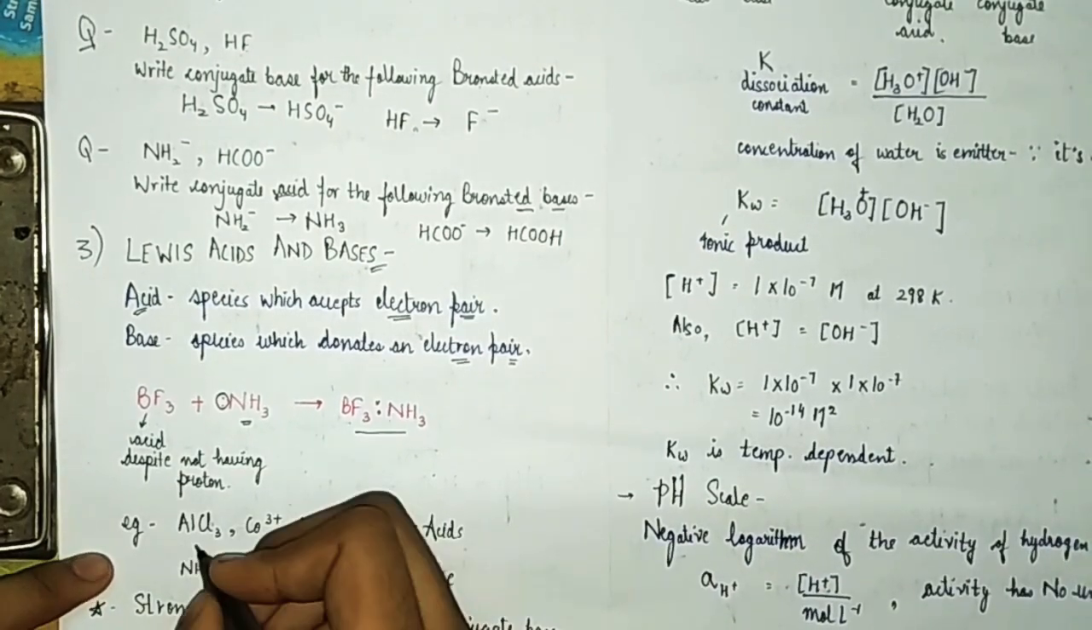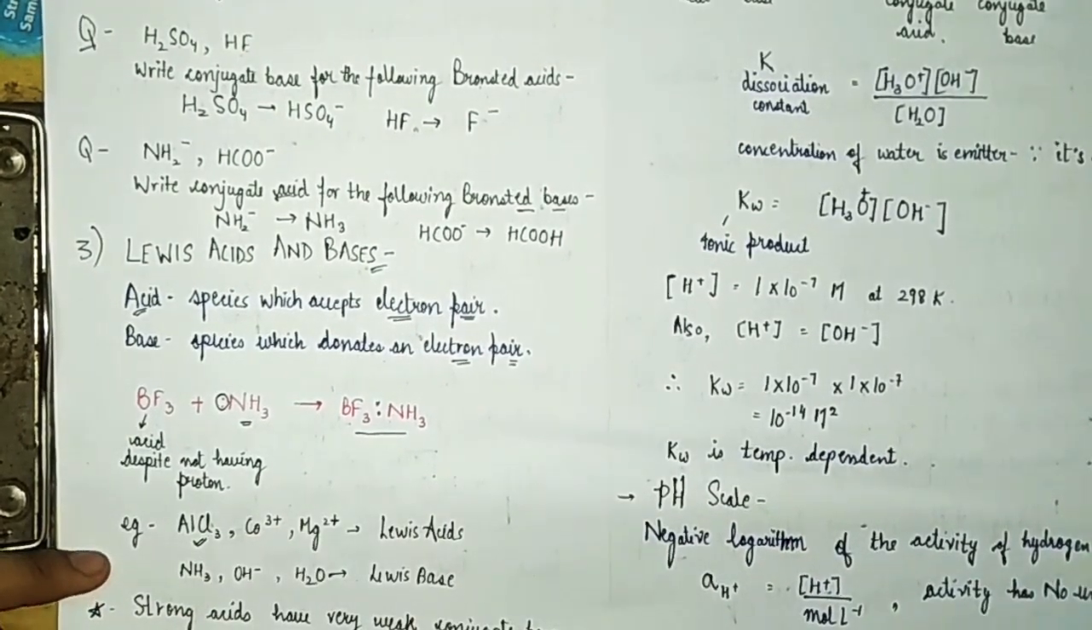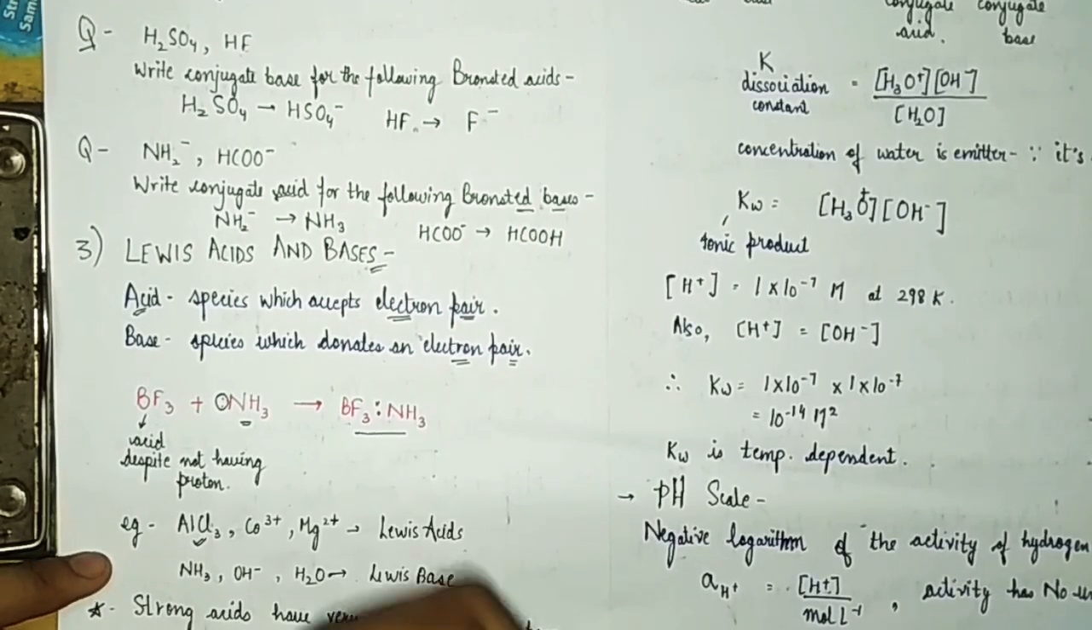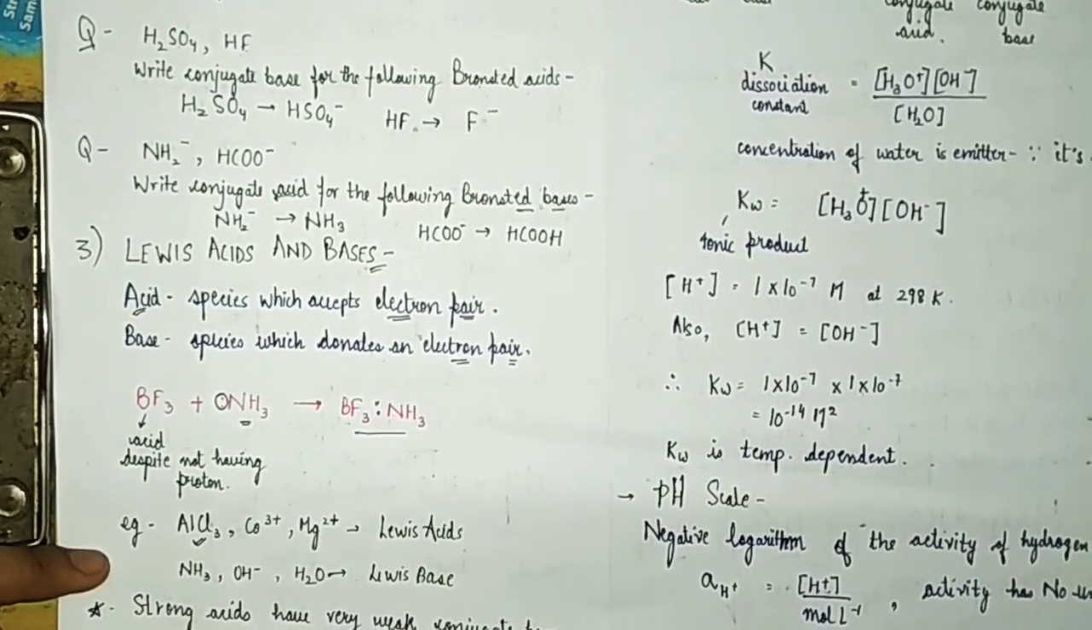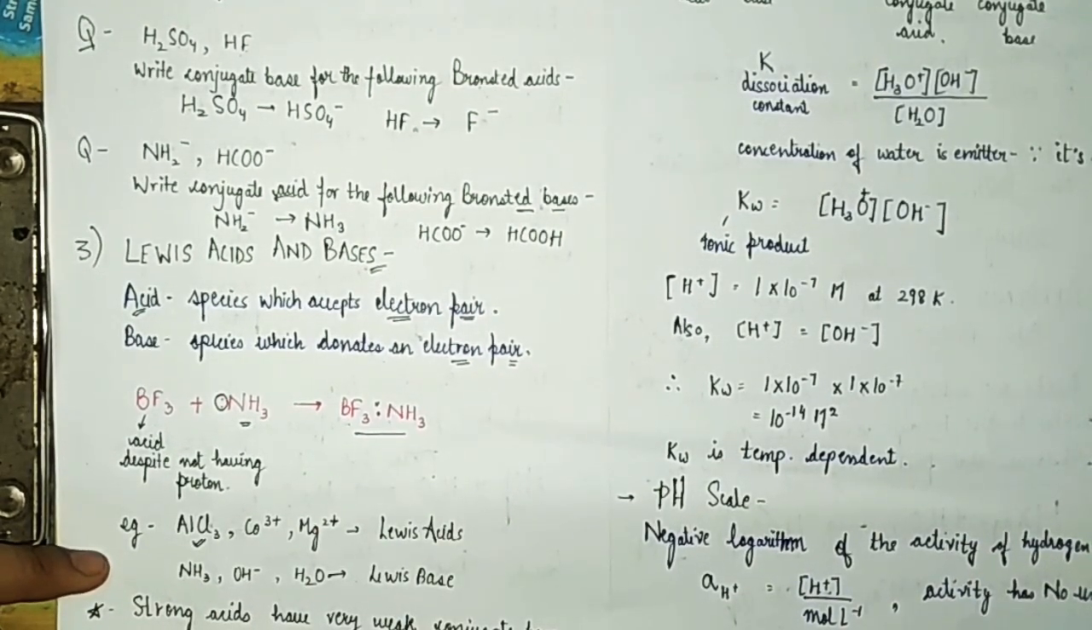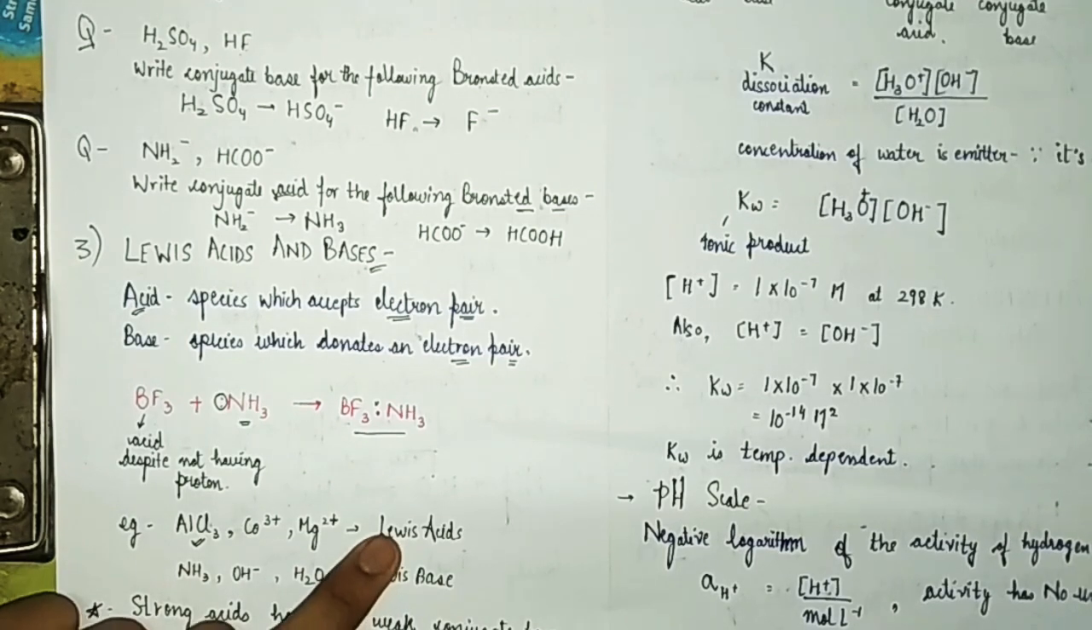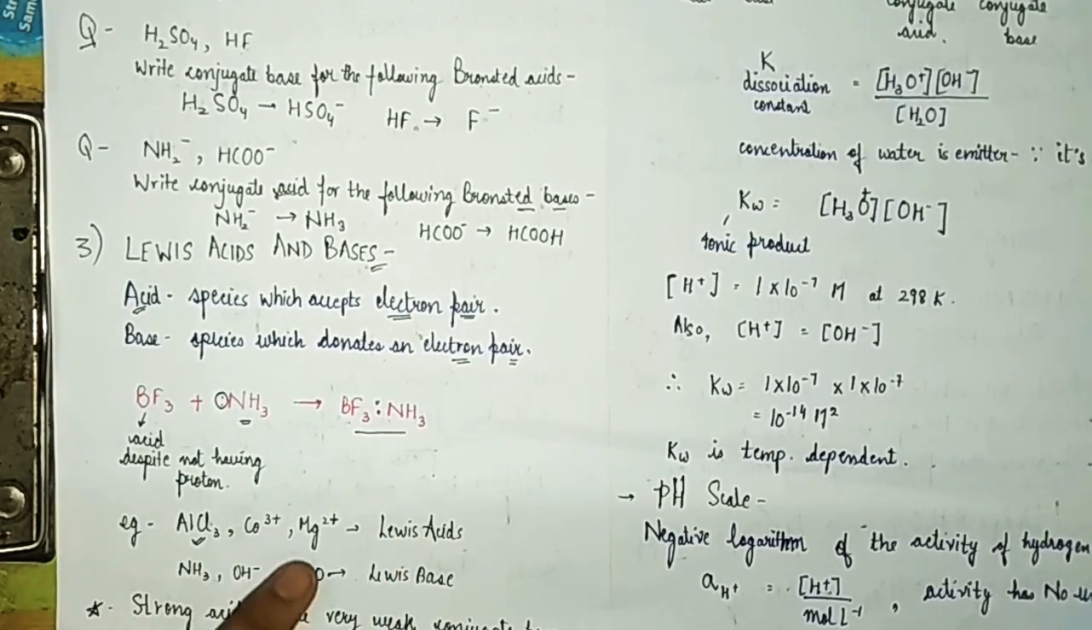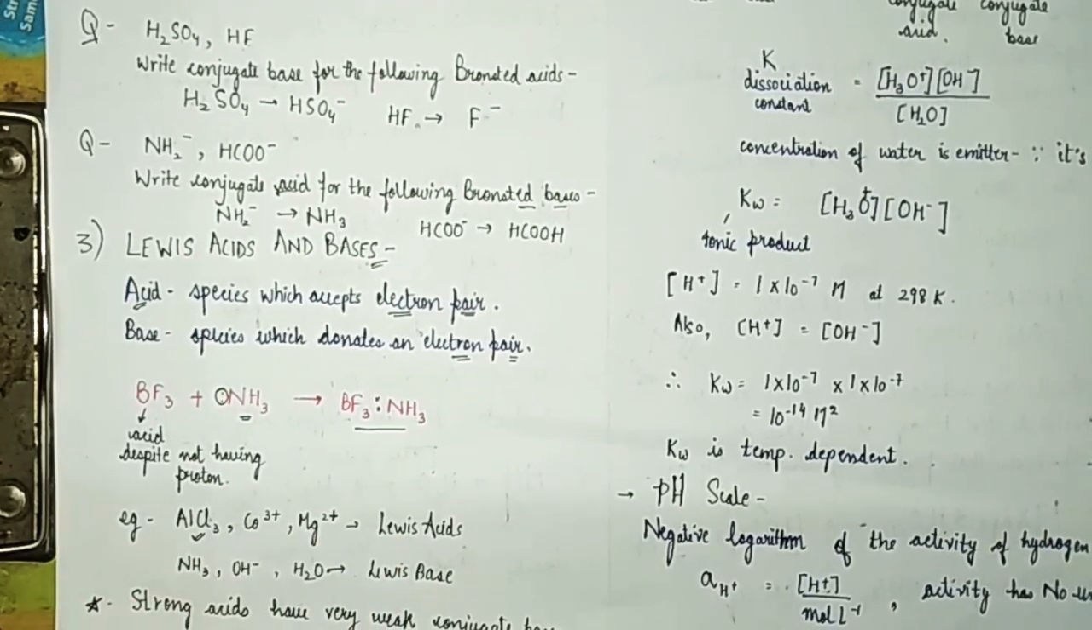Lewis acids, this AlCl3, aluminium chloride, aluminium has 3 electrons in its outermost valence shell, so it is electron deficient, and since it's electron deficient, it is an acid. Similarly, cobalt 3 plus and magnesium 2 plus.